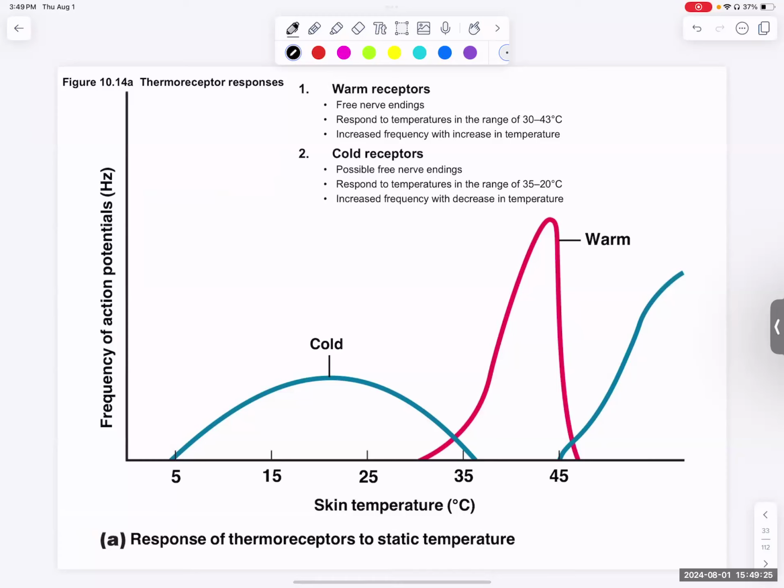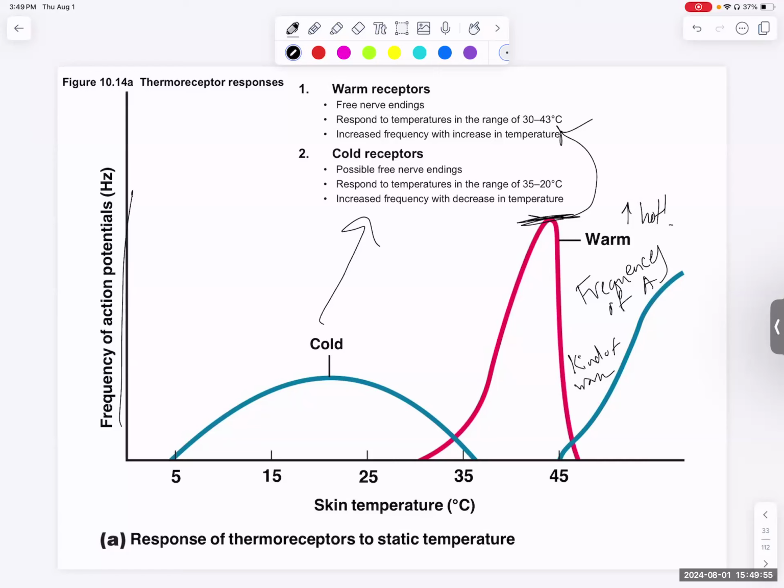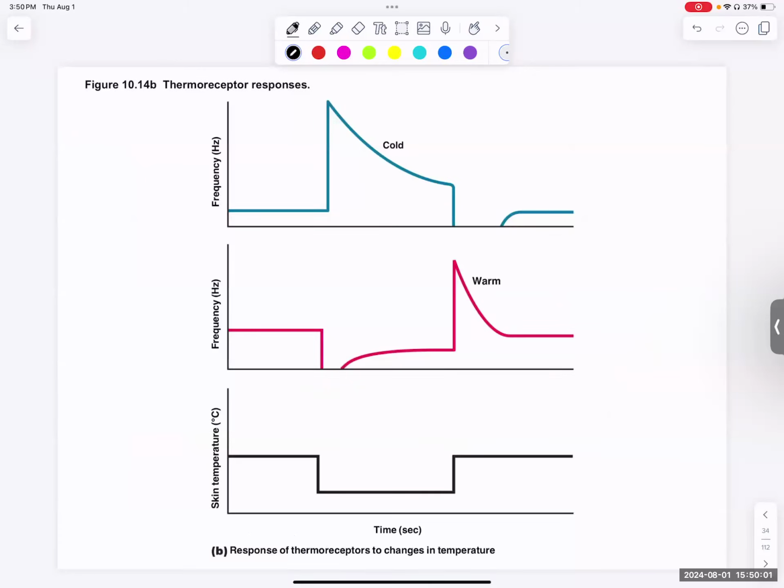And this just goes through the temperatures and what temperatures activate the cold receptors and what temperatures activate the warm receptors. And then the frequency of action potentials. So obviously, the higher the temperature, the more frequent the action potentials. And that's how you perceive it's hot, right, as opposed to just warm. So this is just the response to temperature in terms of frequency of action potentials and what temperature is reading on the skin.